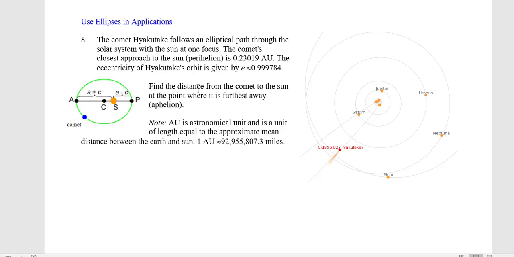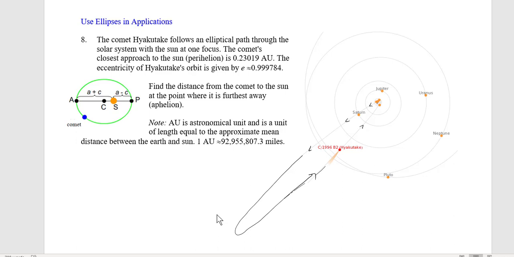We're asked to find the distance from the comet to the sun at the point where it's farthest away. So we're told that at perihelion, the comet is 0.23019 astronomical units away from the sun. That's when it swings around at its closest approach. Somewhere way back over here, it turns around, right? The comet comes through, turns around, heads back out. Somewhere way out here, it turns around again, right? And comes back into the solar system.